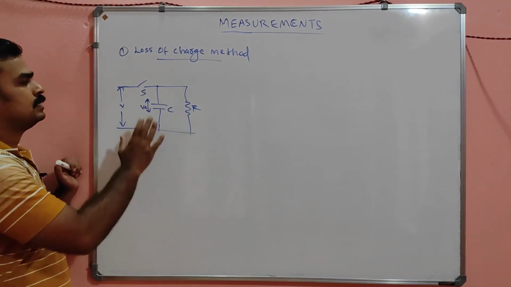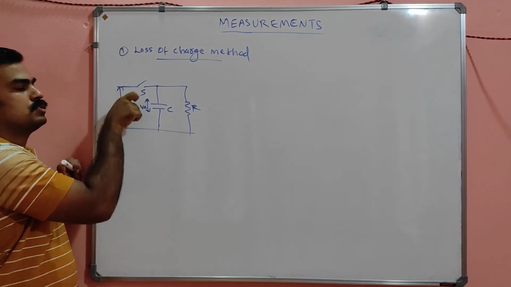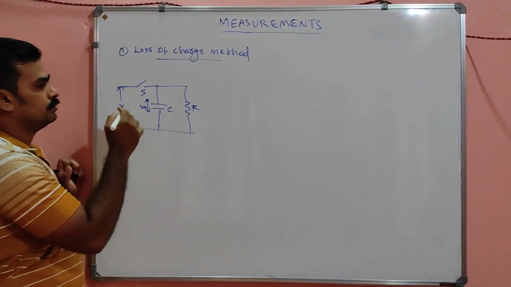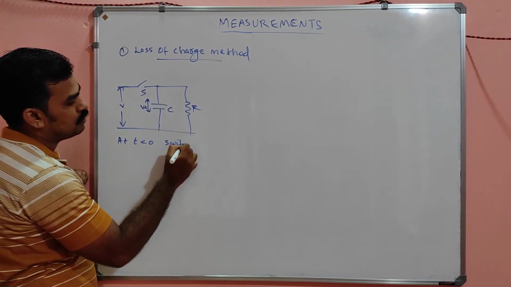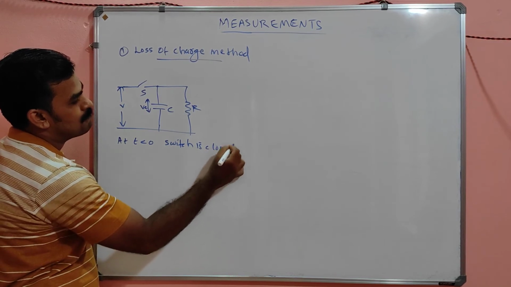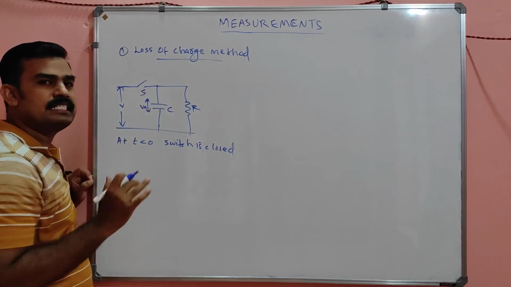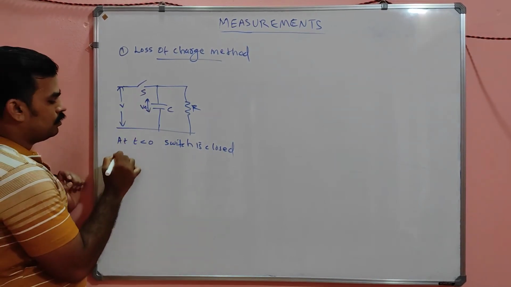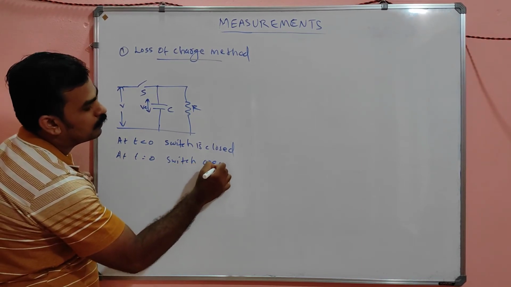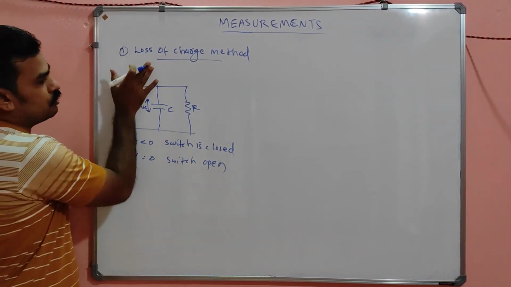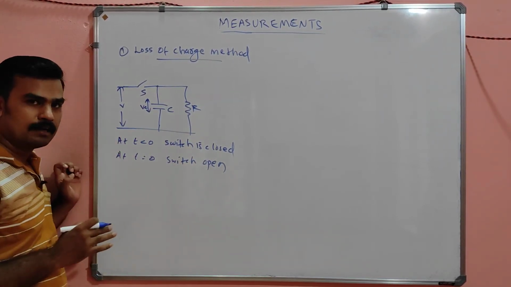So the method here is make the circuit diagram like this. First, make the switch closed. For t less than 0, the switch is closed, and allow this capacitor to charge up to a voltage Vc, and at t is equal to 0, my dear, switch open and allow the capacitor to discharge through this R. Note down the time for the complete discharge.